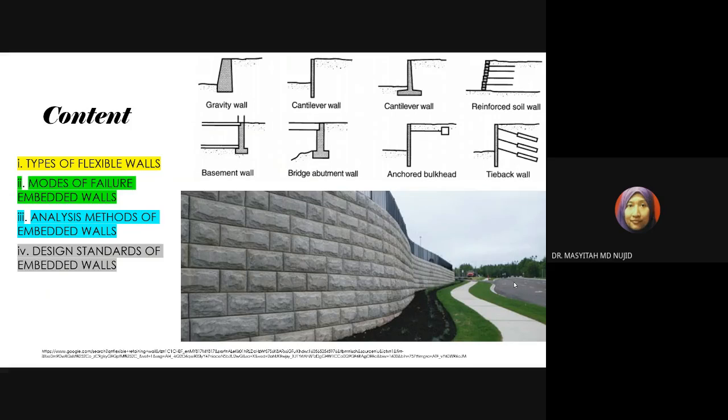For this topic, in chapter 2, these are the contents that you might see later. First, types of flexible walls, modes of failure of embedded walls, analysis methods of embedded walls, and design standards of embedded walls.